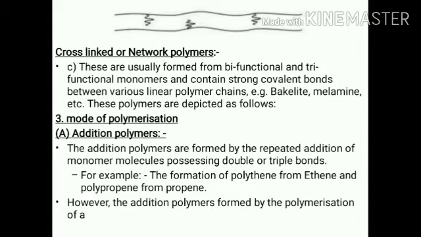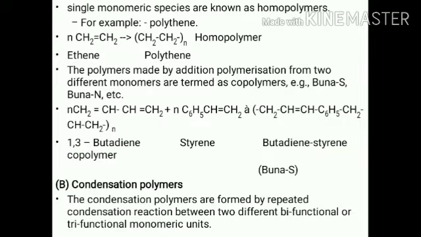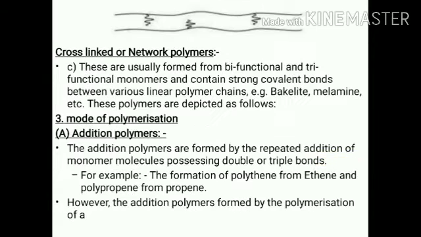Now, mode of polymerization. Okay, classification of the polymers on the basis of mode of polymerization. There are two types of polymerization. First one is addition polymer, and second one is condensation polymer. What is the meaning of addition polymer? Simple definition is that when two units of monomers are combined together and form a new unit or new polymer, it's called addition polymer.